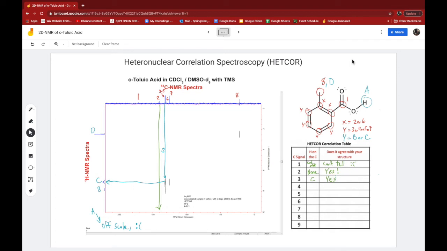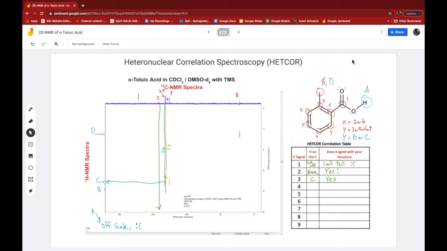Next, we'll go to 4. Carbon signal 4 is a little more downfield of 3. I'm going to guess that it's not easy to tell with this one, huh? But I'm going to say 4 is probably still hitting that same one. This looks like 2 signals to me. It looks a little bigger, more significant than that one. So I'm going to say that that is C4.